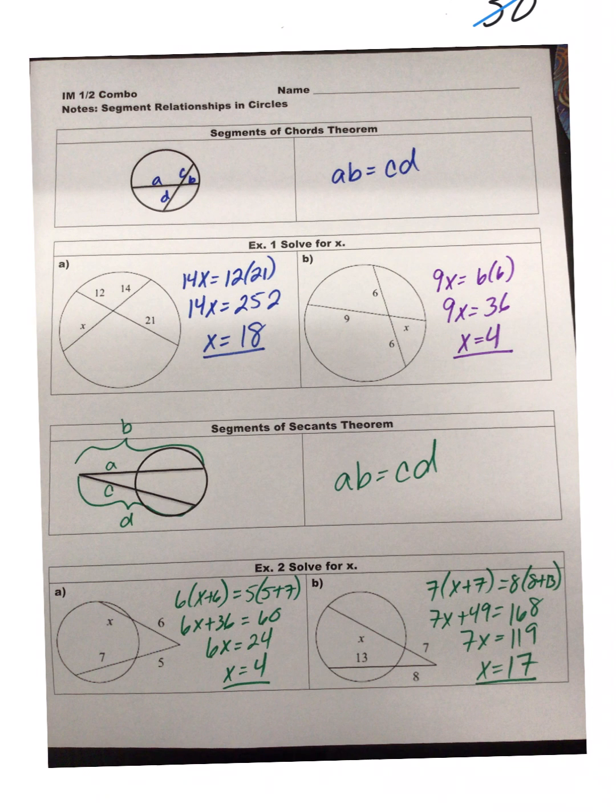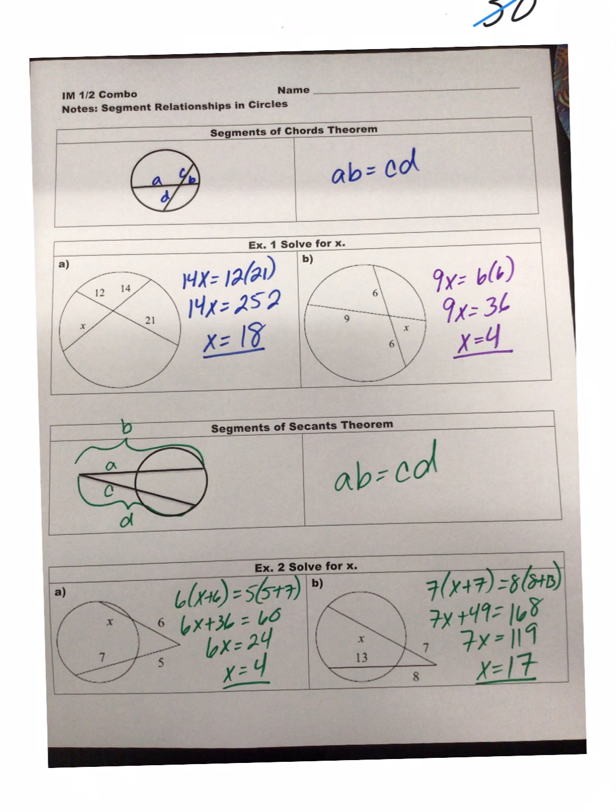All right, the next theorem is called the segments of secants theorem. So we have secant segments. Remember, secant segments cross through the circle and intersect it twice. So in this case, what happens is it's the part times the whole equals the part times the whole, but it has to be the outer part, the part that's outside the circle. So A times B equals C times D.